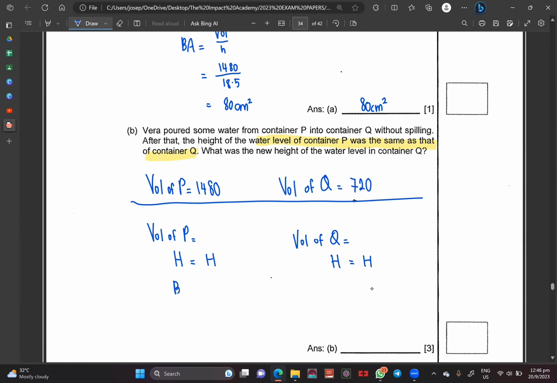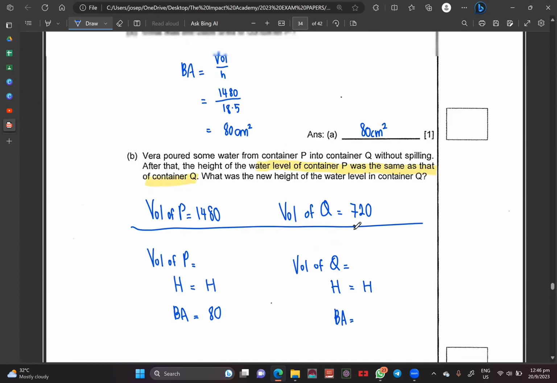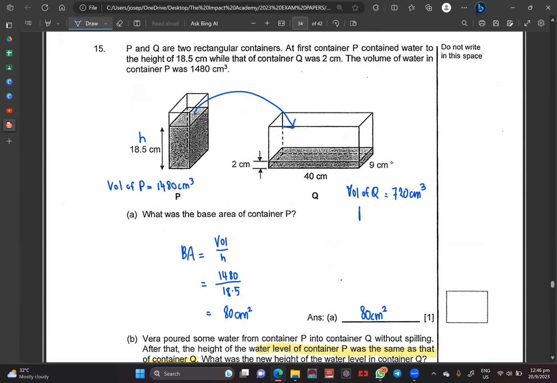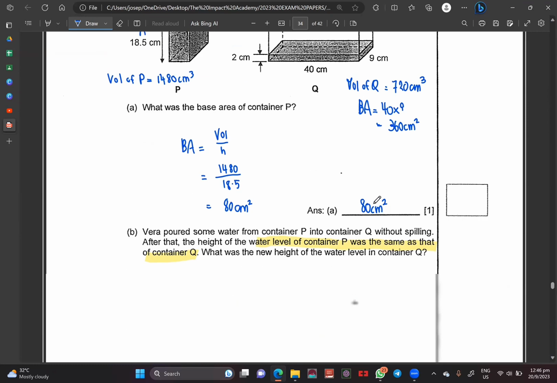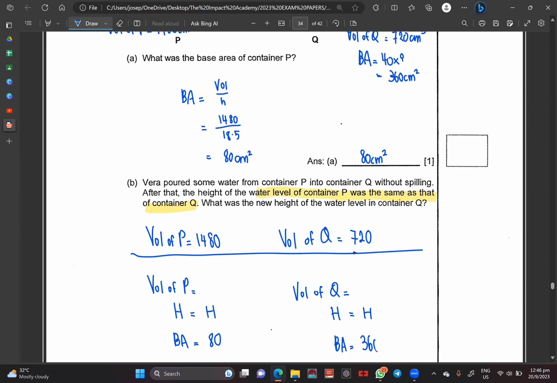Now, there's one thing that doesn't change in container P, and that is the base area. No matter how much you pour or how much you take out, the base area will never ever change. You must always remember this. So this is 80. And for Q, the base area will also never change. And we can see over here that the base area is equal to 40 times 9, which is equal to 360 cm². So we also want to write down 360.